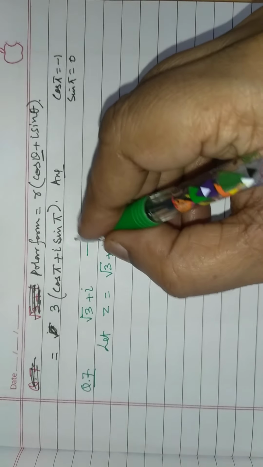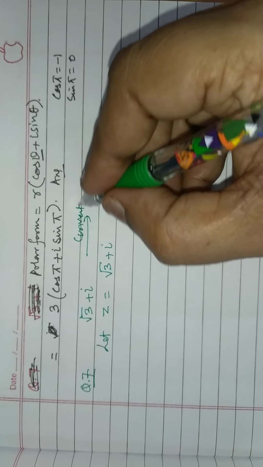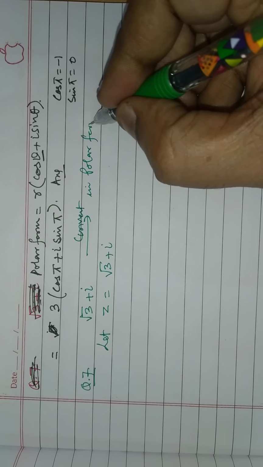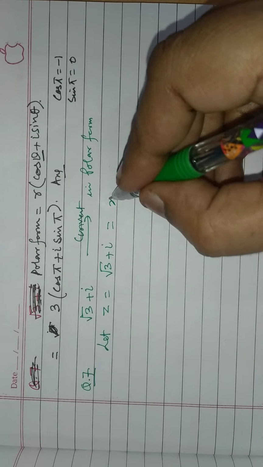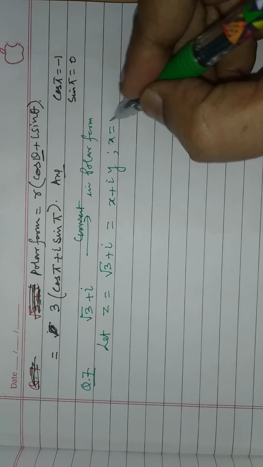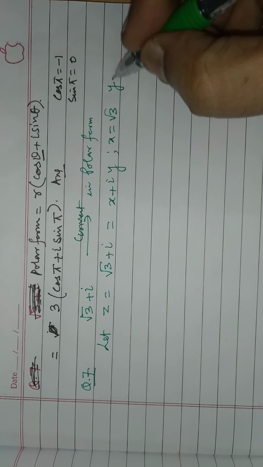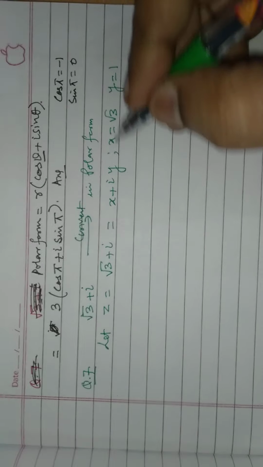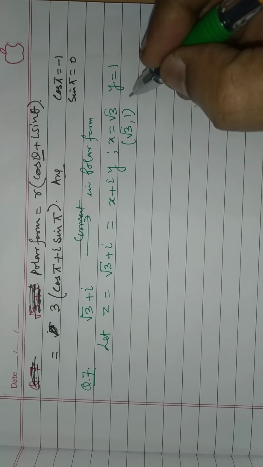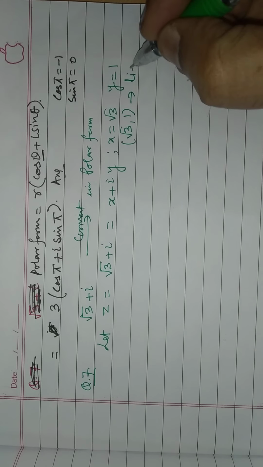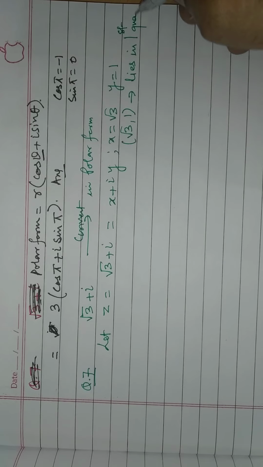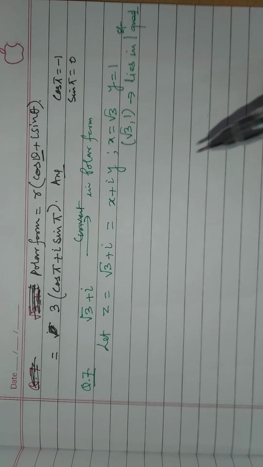So we have to convert it into polar form. You just see x plus iy. So x is equal to root 3 and y is equal to 1, since iy is equal to i, so y will be 1. So the ordered pair will be root 3 comma 1. So it lies in which quadrant? It lies in the first quadrant. So in the first quadrant the argument is always an acute angle.